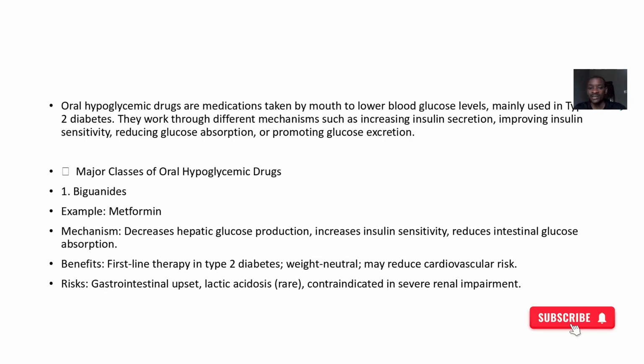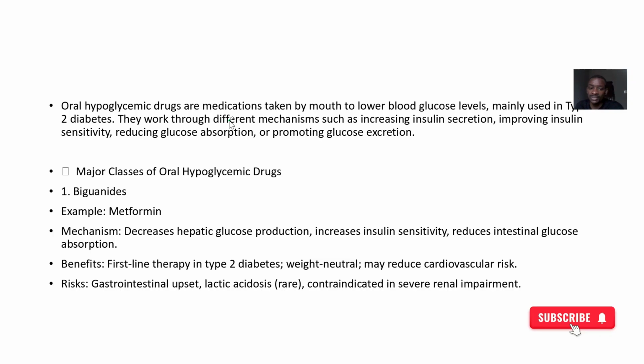So oral hypoglycemic drugs, you should know that they are taken by mouth. And what is their use? Just to lower blood glucose levels. That's for diabetes. They are mainly used in type 2 diabetes. They work through different mechanisms such as increasing insulin secretion, improving insulin sensitivity, reducing glucose absorption, or promoting glucose excretion.